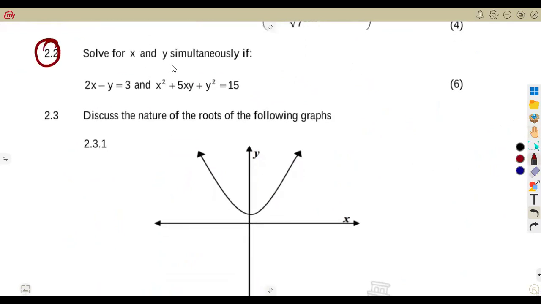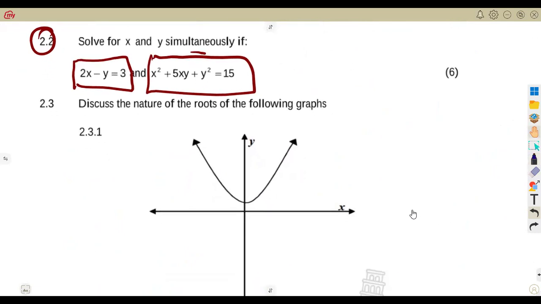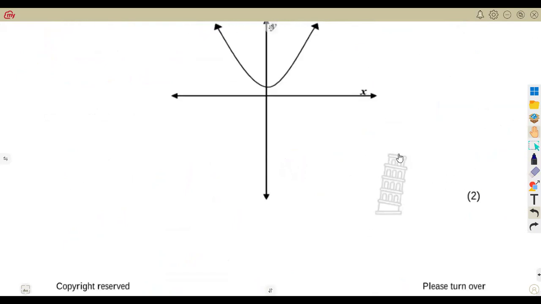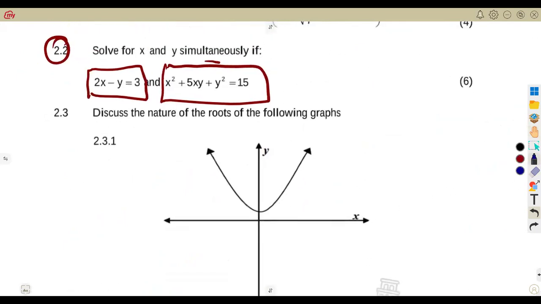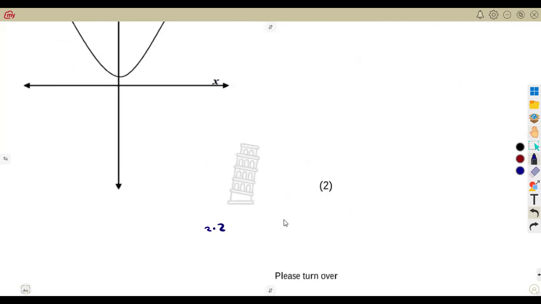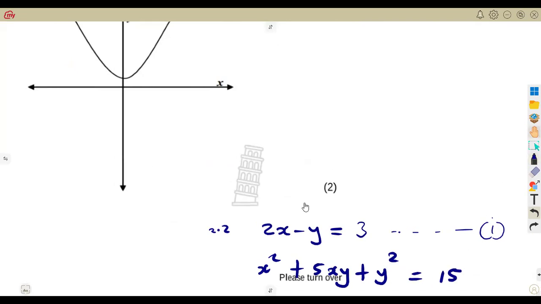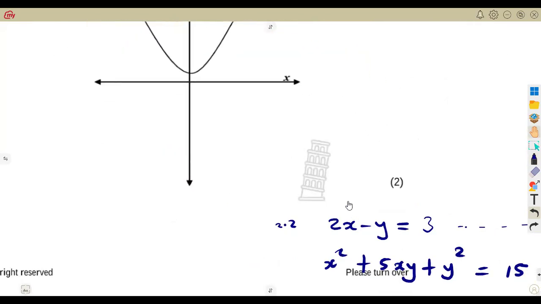2.2. Solve for x and y simultaneously at the same time, given a linear and a quadratic equation. Remember, we had that activity, which is explaining how to solve such type of simultaneous equations where you're given a linear and a quadratic. So that's 2.2. So the first equation that we are given was 2x minus y is equal to 3. We're going to take this as our equation 1. And another equation was x squared plus y squared is equal to 15. That was our other equation there. Those are the two equations.